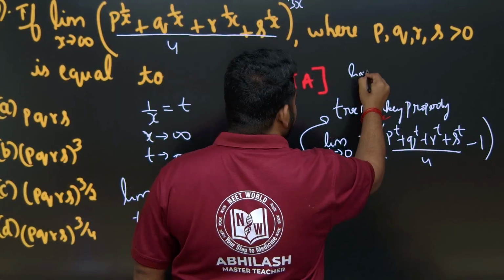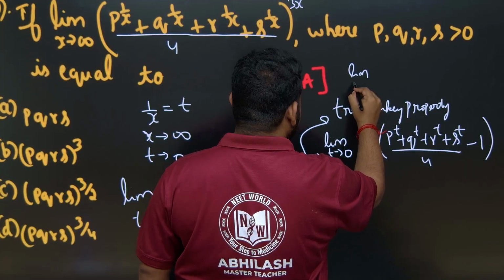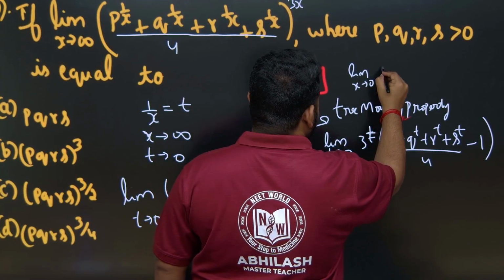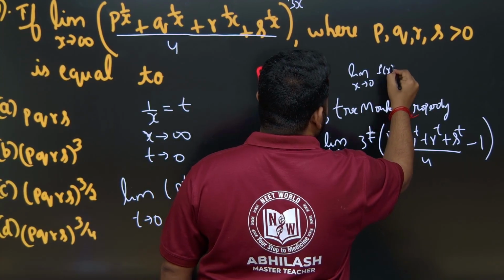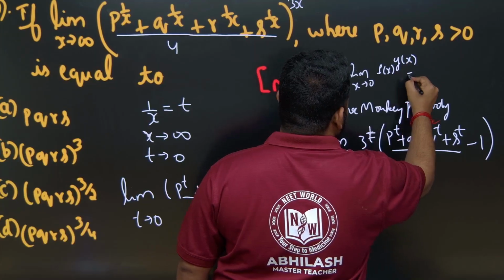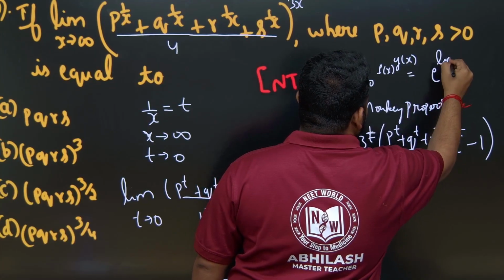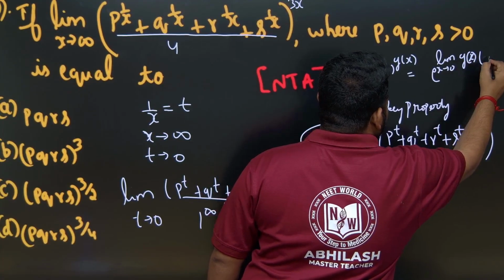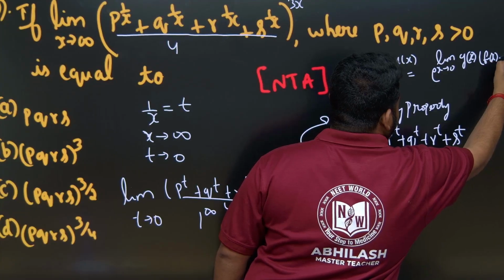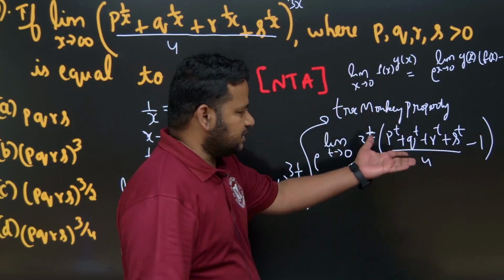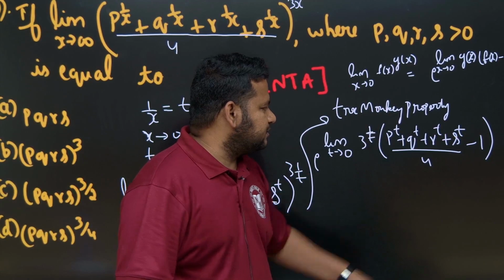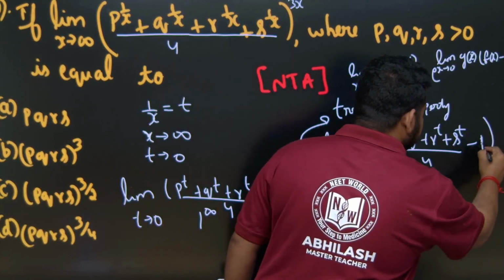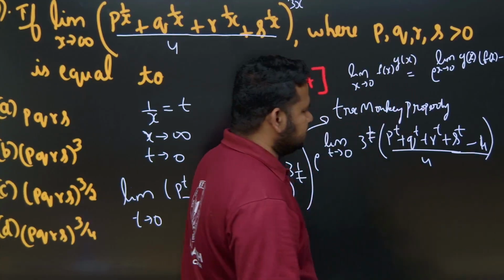Limit as x tends to 0, f of x to the power of g of x. What is the property we learned? It is equal to e power limit x tends to 0, the monkey will come down, and from the tree we remove one branch, that is minus 1. This is the property we learned. That is what I have written here. So this 4 will go there. If I take LCM, this 4 will go there.